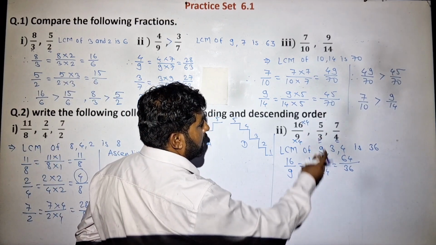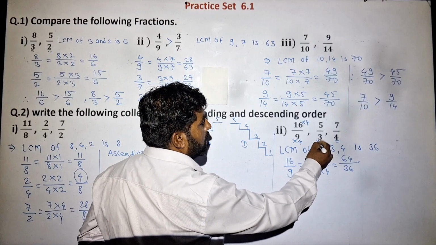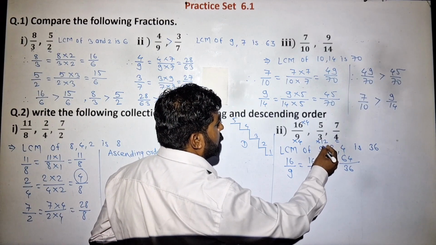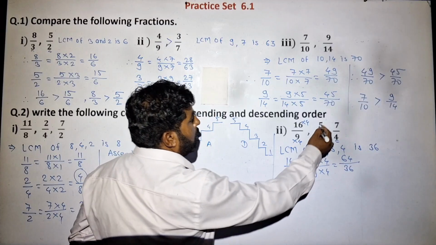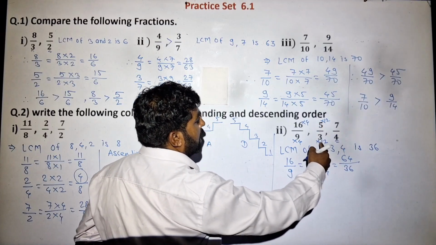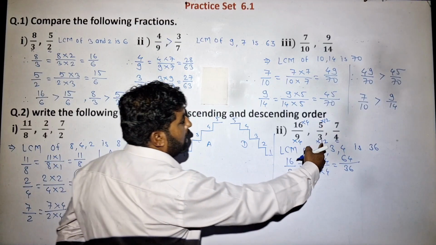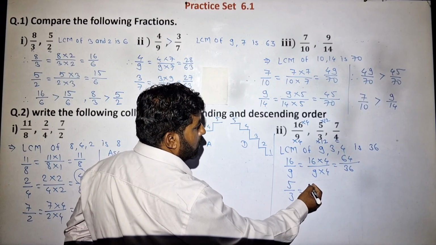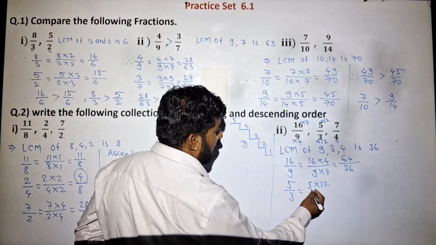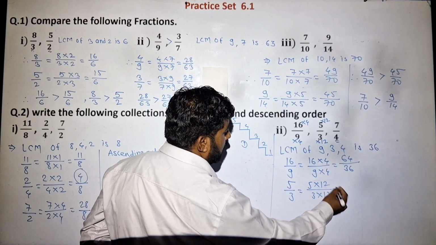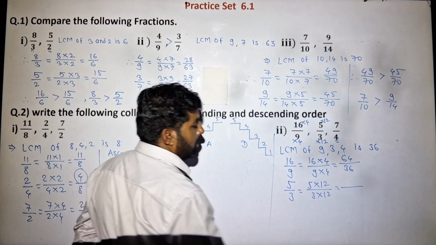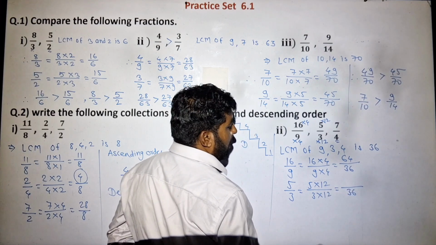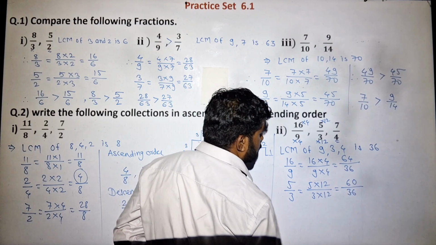Next one, 5 by 3. If you multiply 3 by 12 and 5 by 12, then the denominator is 12 into 3, which is 36. 5 by 3 is equal to 5 into 12 and 3 into 12, which is 36 in the denominator and 12 fives are 60.